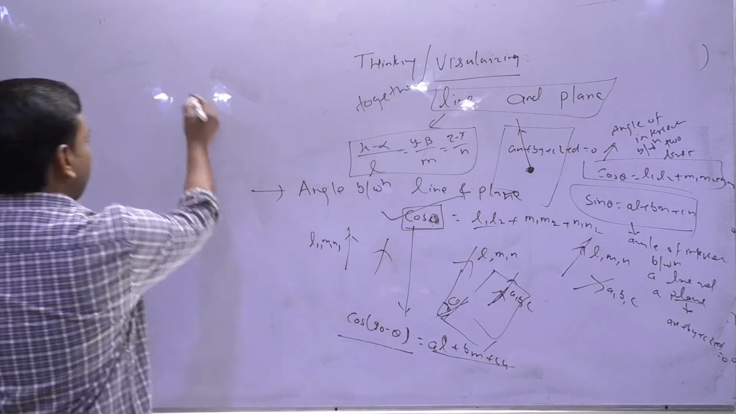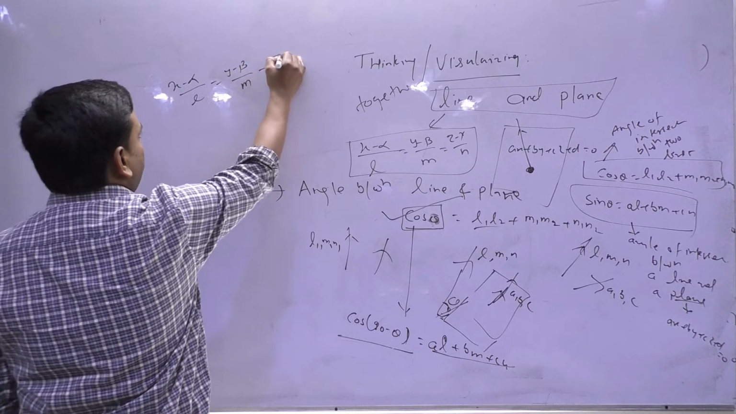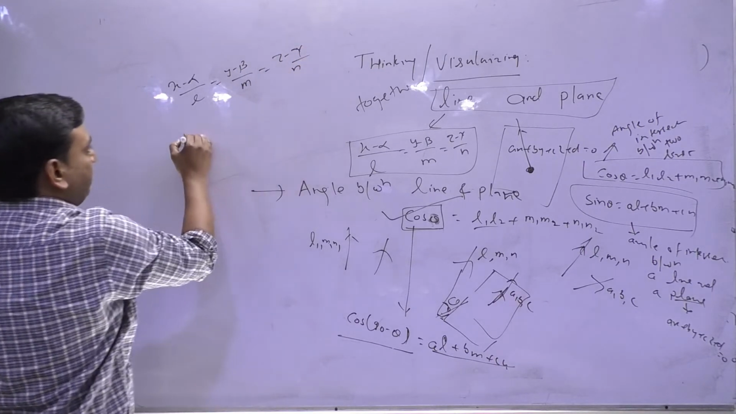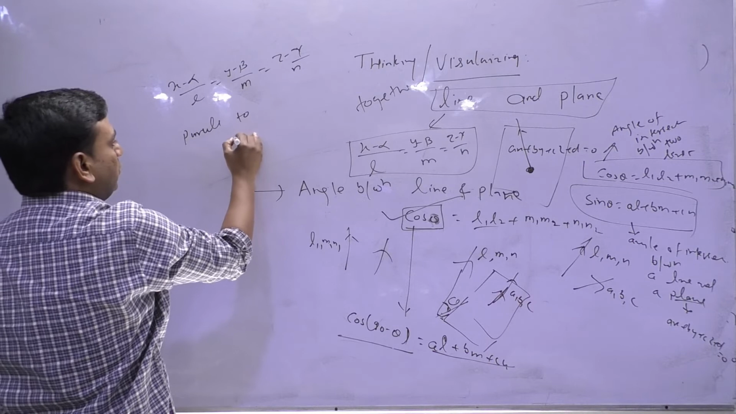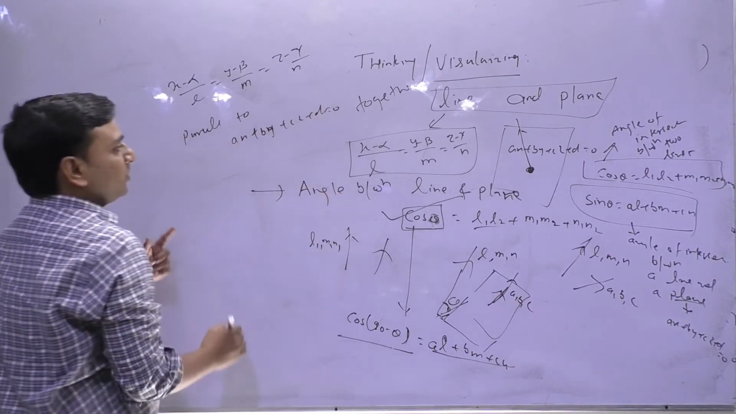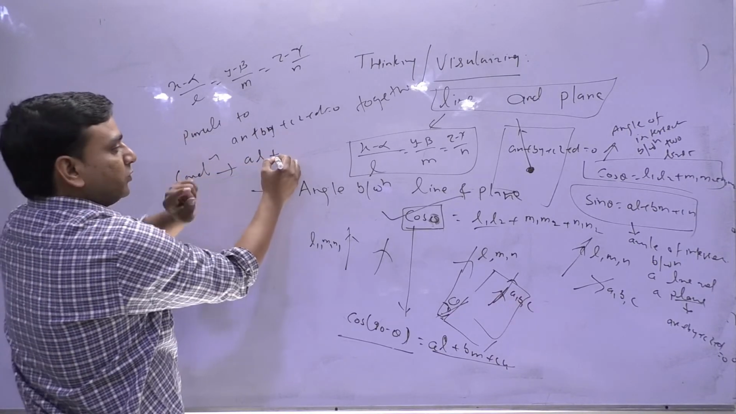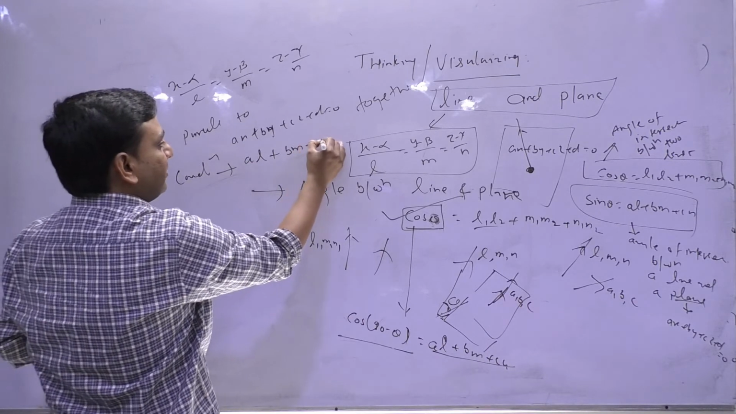So you may have a question: find the condition when this line is parallel to AX plus BY plus CZ plus D equals 0. So the condition of parallel will be theta must be 0. So sin theta is 0 means AL plus BM plus CN must be 0.